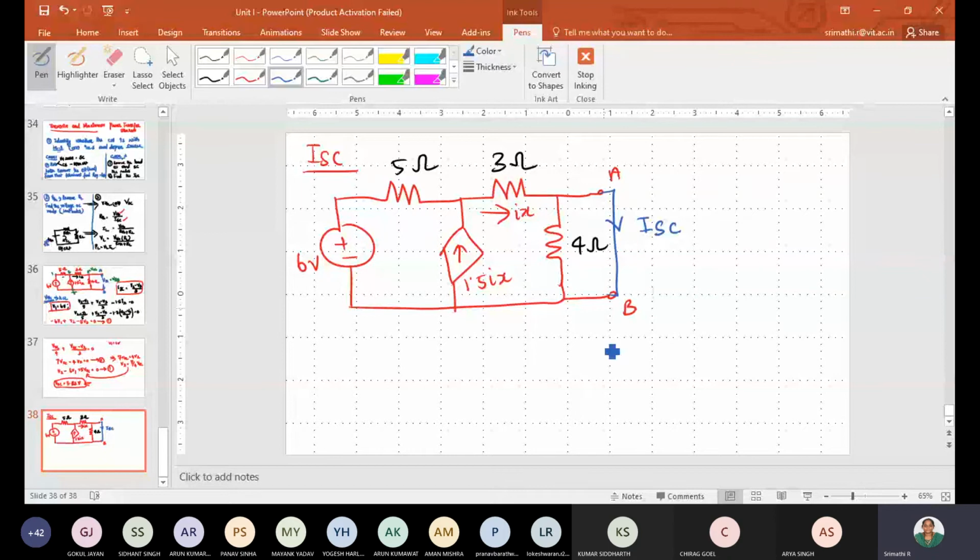ISC. You getting me? So remember, when you are using ISC, we need to use KVL. That will be better, meaning mesh analysis.